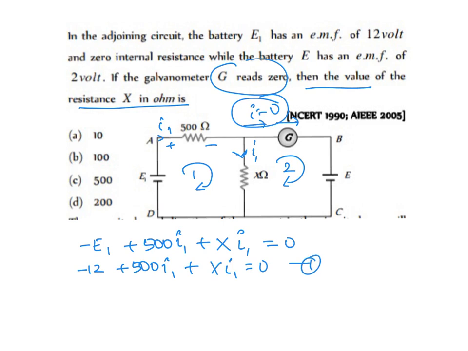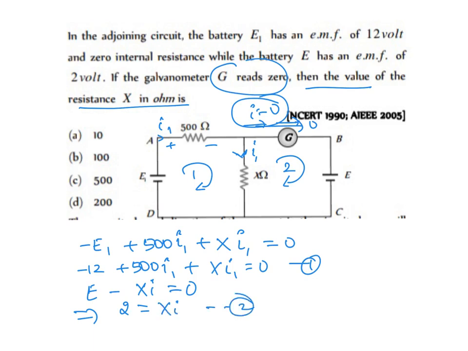Let me apply the Kirchhoff's voltage rule for the second loop now. As the current I is 0 here, therefore plus E minus X times I must be equal to 0. It implies E is given as 2 volt here, so 2 is equal to X times I. Let me take it as equation number 2 now.